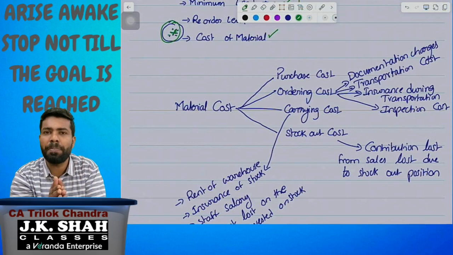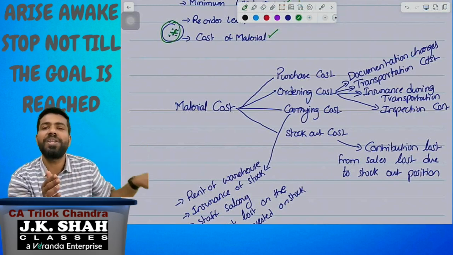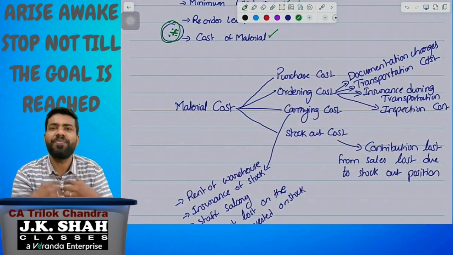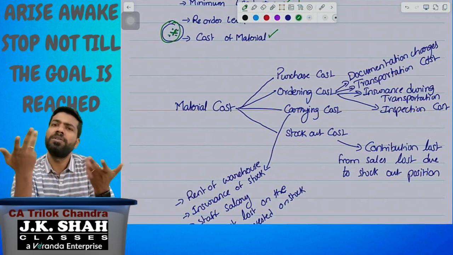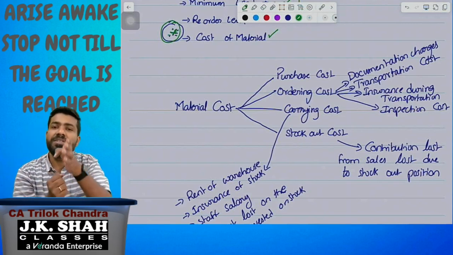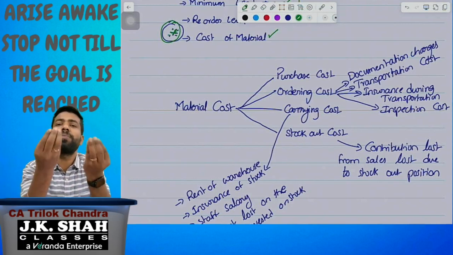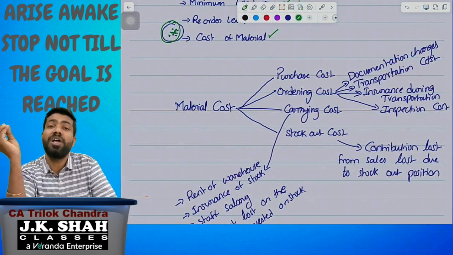Let me take an example. I have invested 1 crore rupees in the stock of the raw material. That 1 crore rupees of stock is lying with me for 3 months. Am I going to get any interest on that 1 crore rupees for 3 months? Zero. Instead of investing in this stock, if I had made it an FD, I would have got some interest. By investing in the stock, I am losing that interest, which is the opportunity cost.